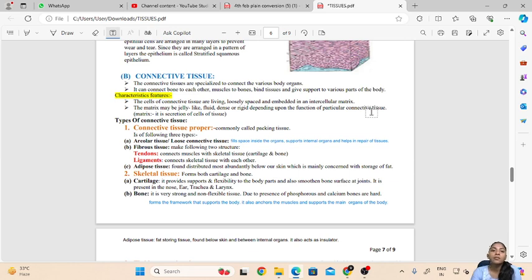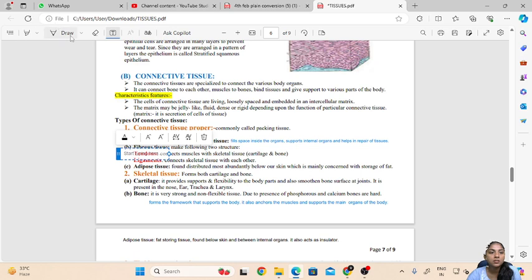Now there are various types of connective tissues, for example skeletal tissue, then fluid tissue. Let us begin. The first type is connective tissue proper. It is usually involved in the packaging function. The first one is areolar tissue. Now this tissue usually fills the space inside the organs and it supports the internal organs and helps in the repair of this tissue.